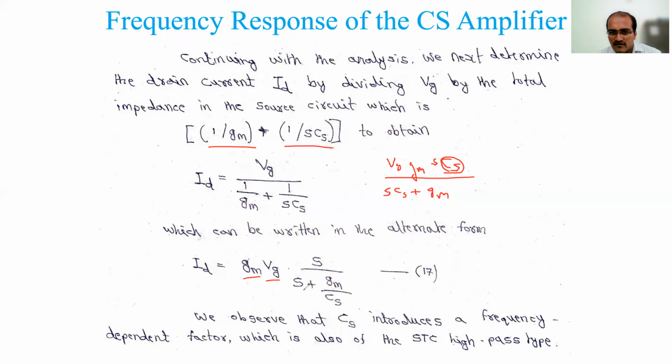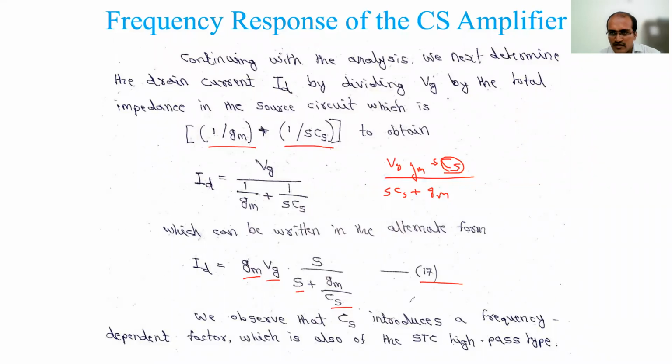CS will cancel out here, so S will come plus gm by CS. Okay, so this is how the equation I have written. Again, this equation looks the same as the previous one, no? STC network of high frequency type. That's why I have written it this way. So now see the equations, 15 after that 17.